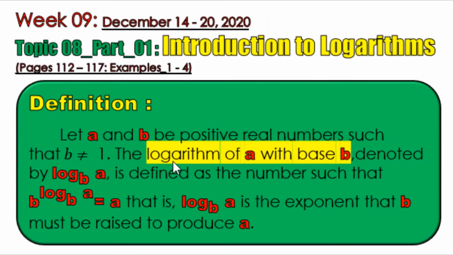Now let us discuss the definition of logarithm of a with base b. Let a and b be positive real numbers such that b is not equal to 1. The logarithm of a with base b, denoted by this, is defined as the number such that b raised to logarithm of a to the base b is equal to a. That is, logarithm of a to the base b is the exponent that b must be raised to produce a.